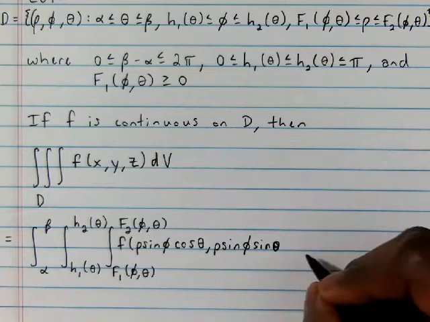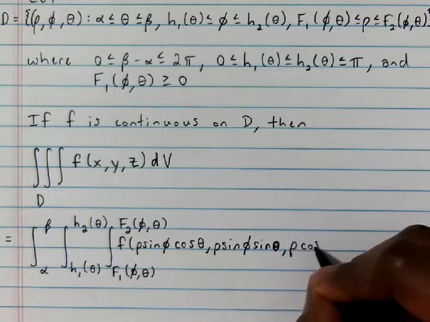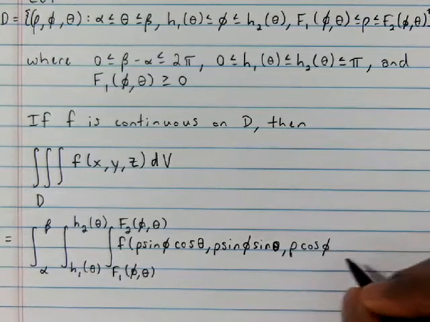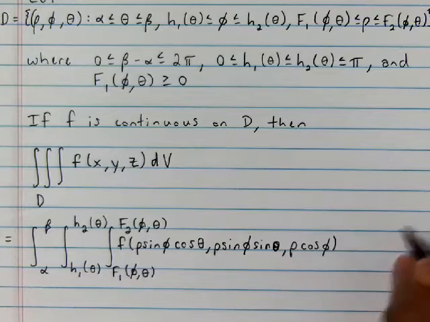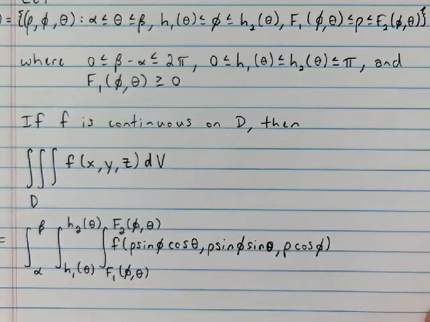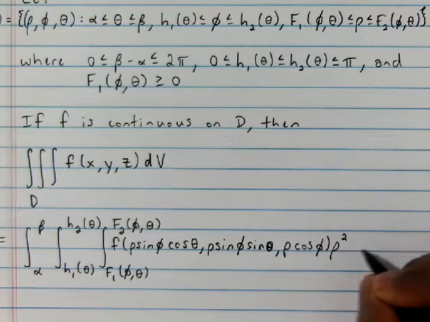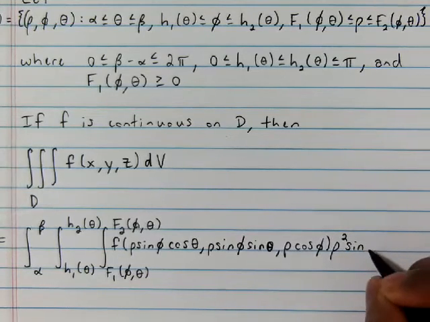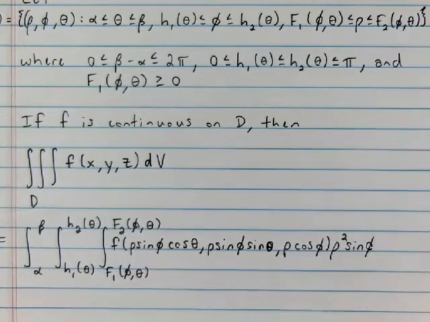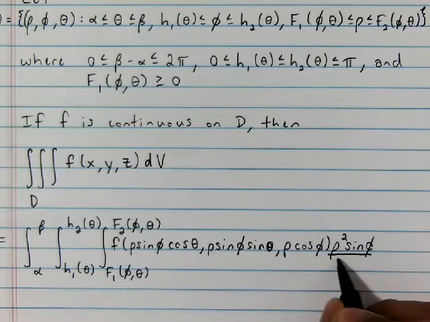And then our z, which is rho cosine phi. Whenever we integrate in spherical coordinates, similar to what we had in polar coordinates and cylindrical coordinates, we're going to have this factor out here. The factor this time is not r, it is rho squared sine phi. So that is part of the integrand always whenever you're doing an integral in spherical coordinates.